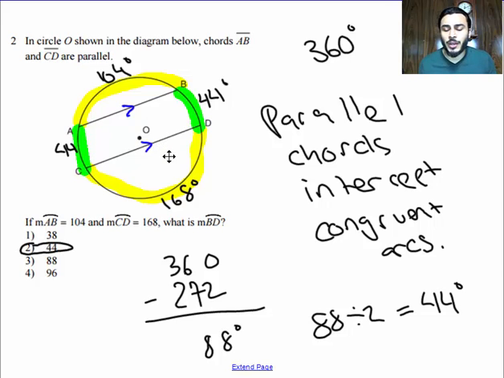And one way that you can check that this is right, if you add up the measurement of each one of these arcs, you should get 360 degrees, and you do if you go ahead and take the time to do that.